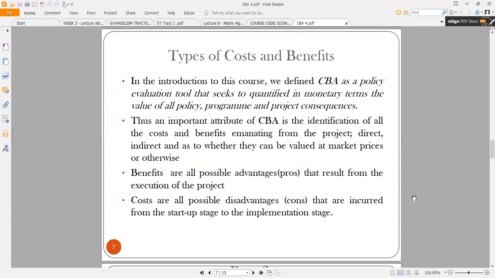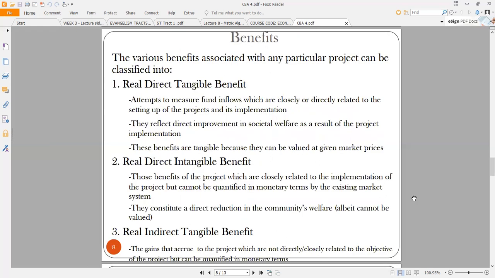The analysts need to be aware of the kind of impacts, the kind of benefits and costs that they have to talk about in the analysis. We know the benefits are the advantages that will result from the project. When we implement the project, what are the benefits that we are getting? And the costs are the disadvantages, the things we have to give up, the resources we have to give up in order to implement the project. So what are the types of these costs and benefits that we need to add?